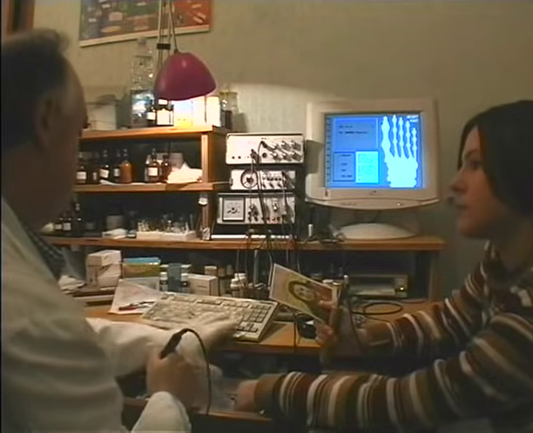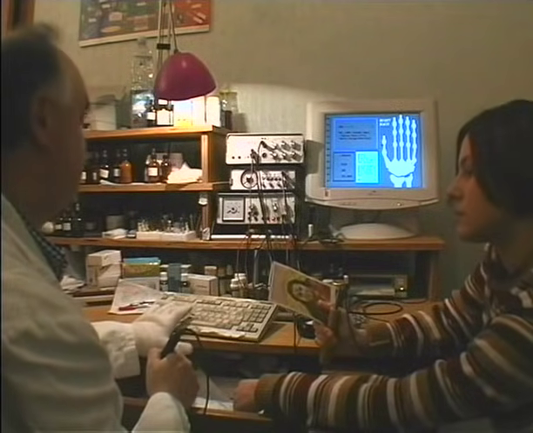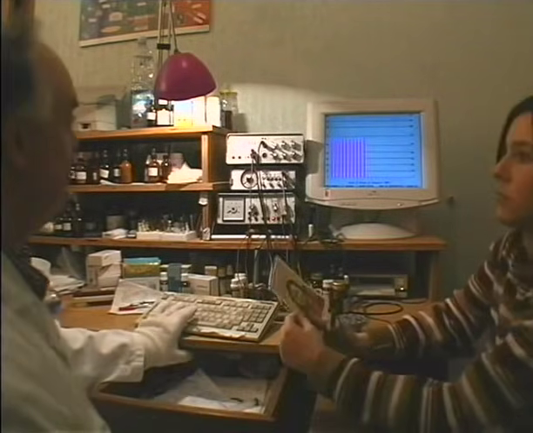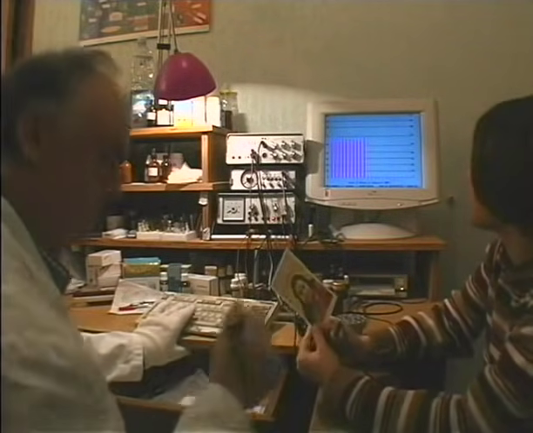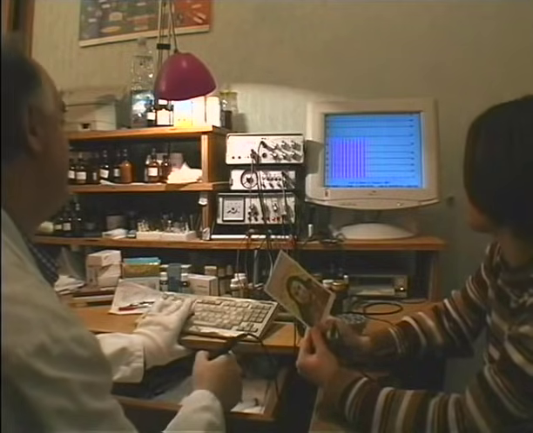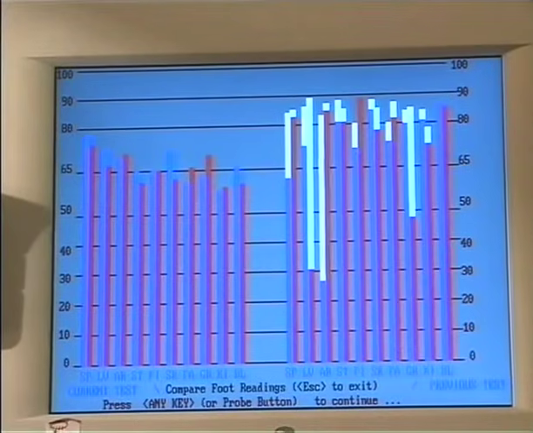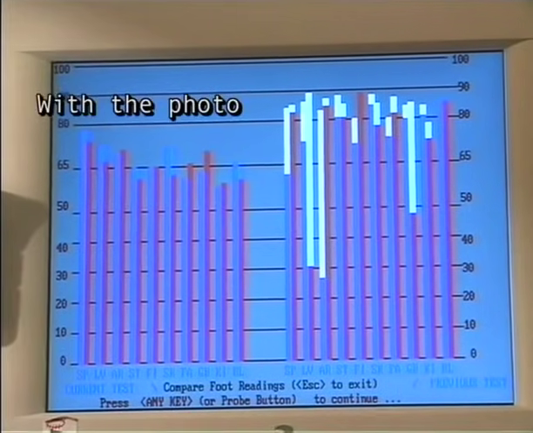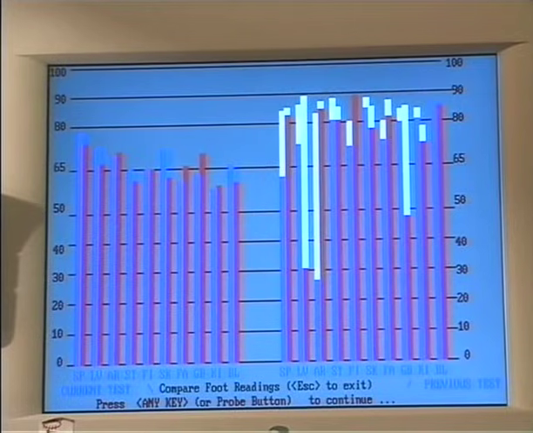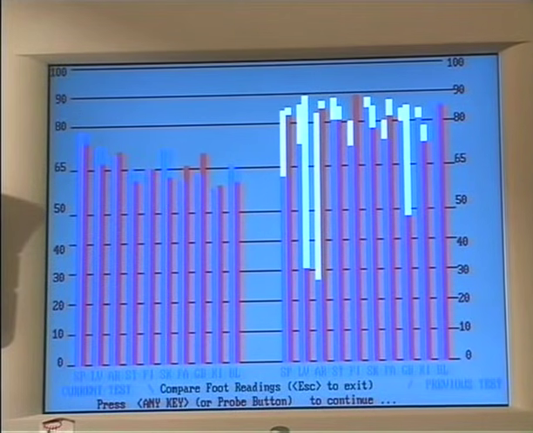So, this is the first part of the test. Yes, it really is incredible. I don't know what's happening, but it would take 6 months of treatment to get to this stage. This is the difference between the two tests. This one on the left with the photo and this one without the photo of the hands and the feet. It's really incredible. Something has modified the state of her energy levels.